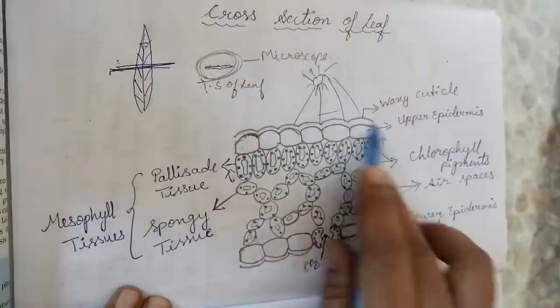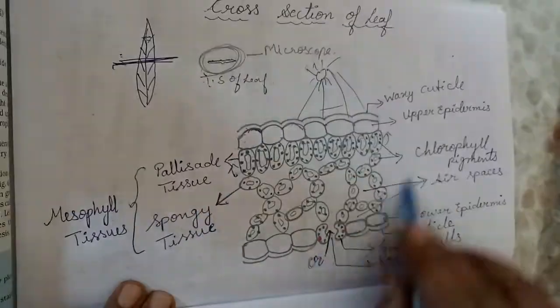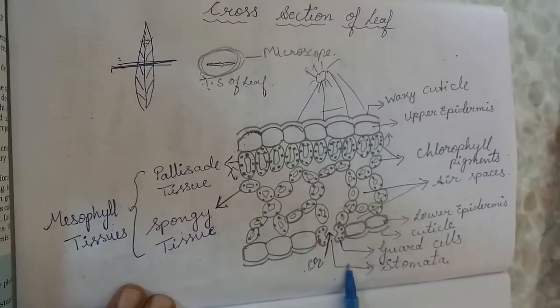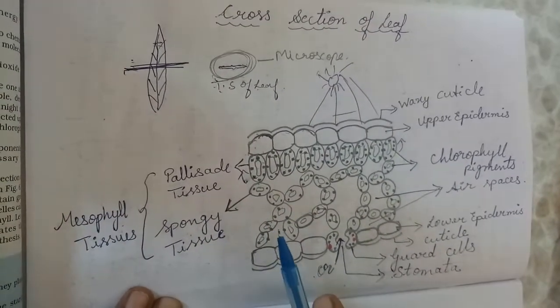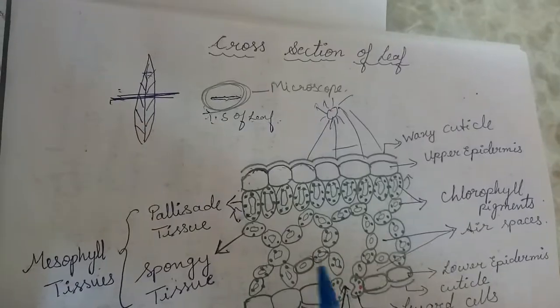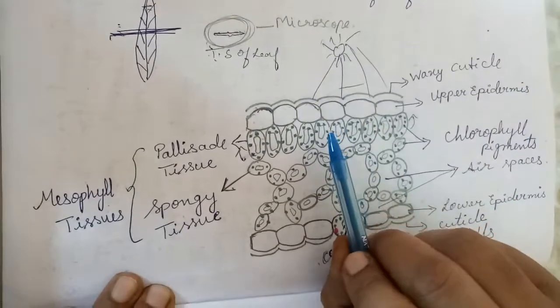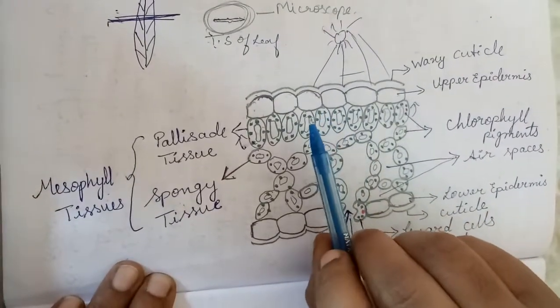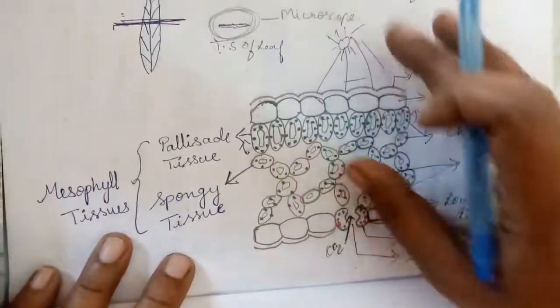So today you all draw this structure of the cross section of leaf and practice at home. Tomorrow I'll teach you about the structure of the stomata. Now for today I think this is enough for you all, children. So tomorrow we'll learn about the structure of stomata, and for today you all just prepare with this structure of the leaf.